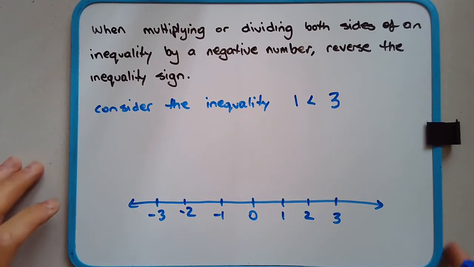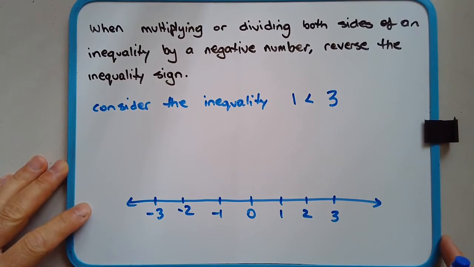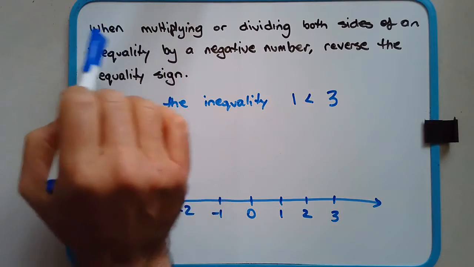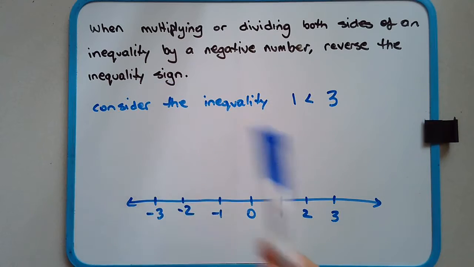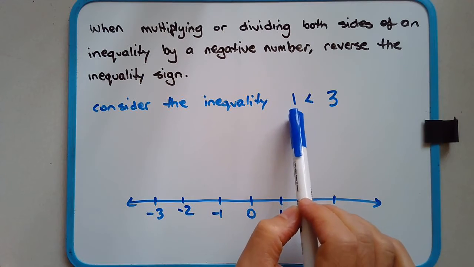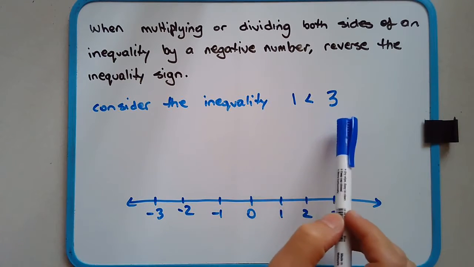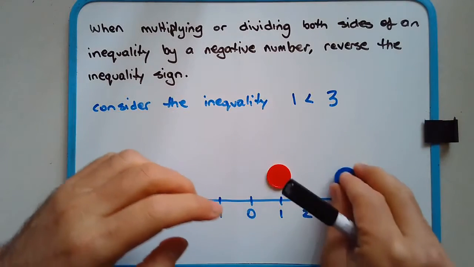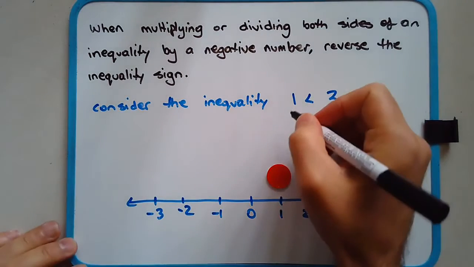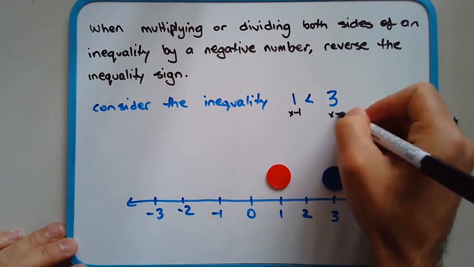Now let's have a look at the situation where the inequality sign is in fact reversed. The rule states that when multiplying or dividing both sides of an inequality by a negative number, we reverse the inequality sign. So let's have a look at a similar inequality to what we looked at before. This time, 1 less than 3. We agree that 1 is in fact less than 3. Let's multiply it now by -1 and see what happens. I'll put the red counter at 1 and the blue counter at 3, and multiply both of these by -1.